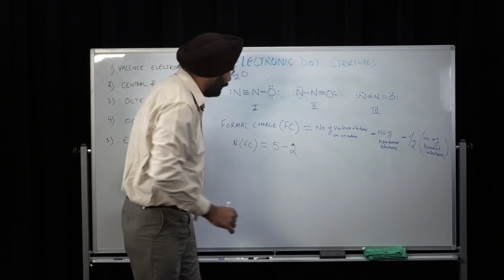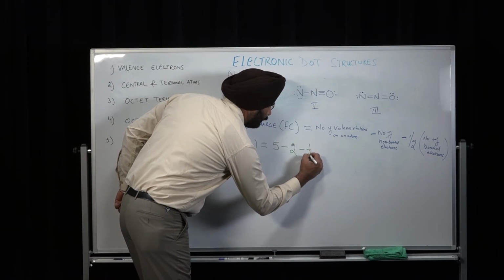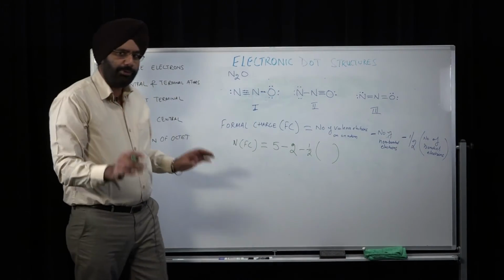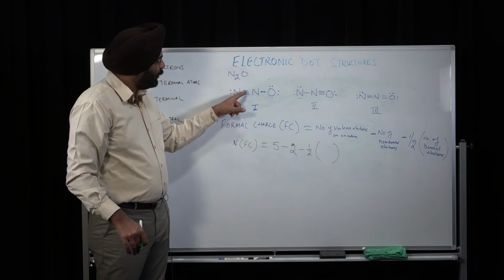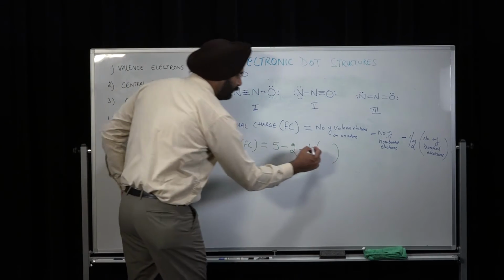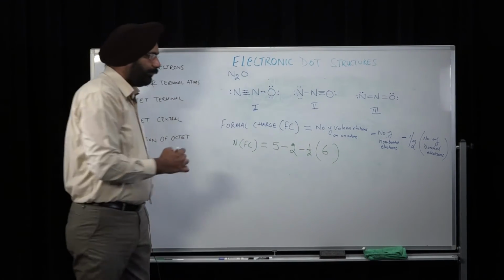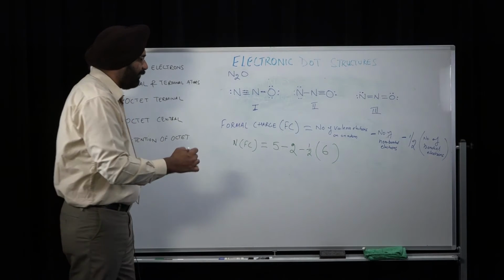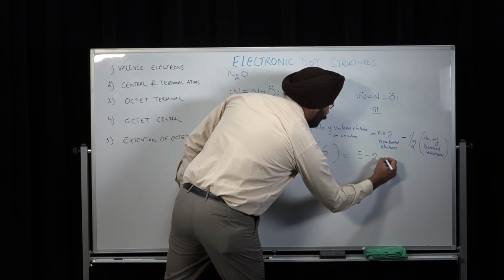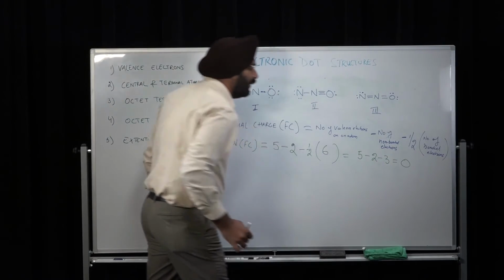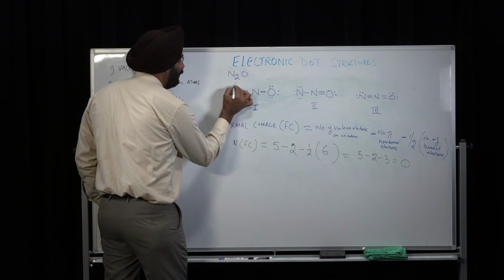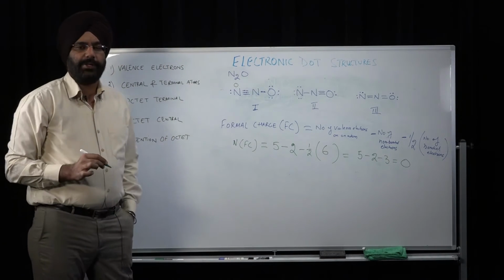Minus half, so I'm going to write half. And in parentheses, I'm going to write the number of bonded electrons. So how many bonded electrons am I seeing? 1, 2, 3, 4, 5, and 6. So there are 6 bonded electrons. Okay? So if I solve it, what I get is 5 minus 2 minus 3 equal to 0. So that means this nitrogen here has a formal charge of 0.